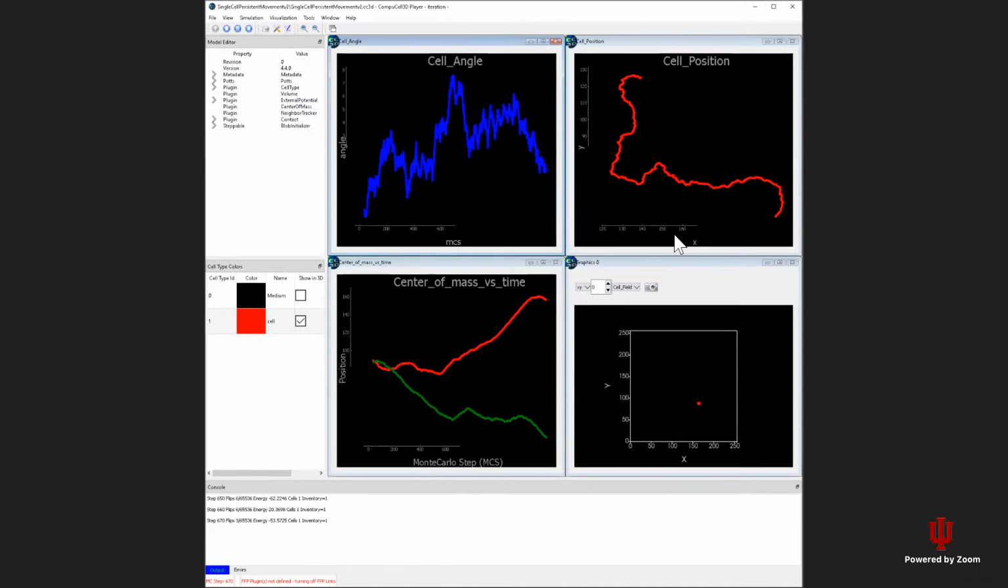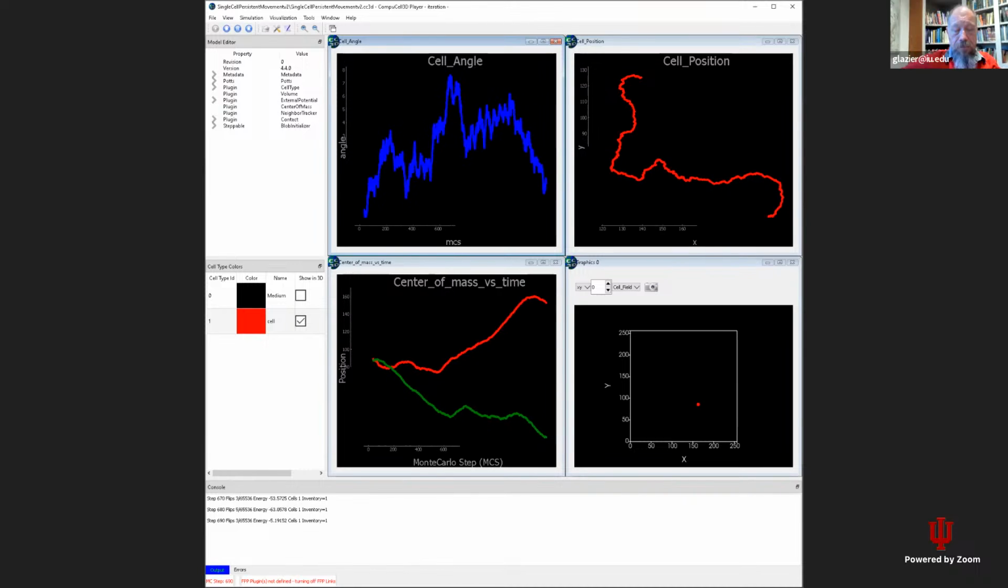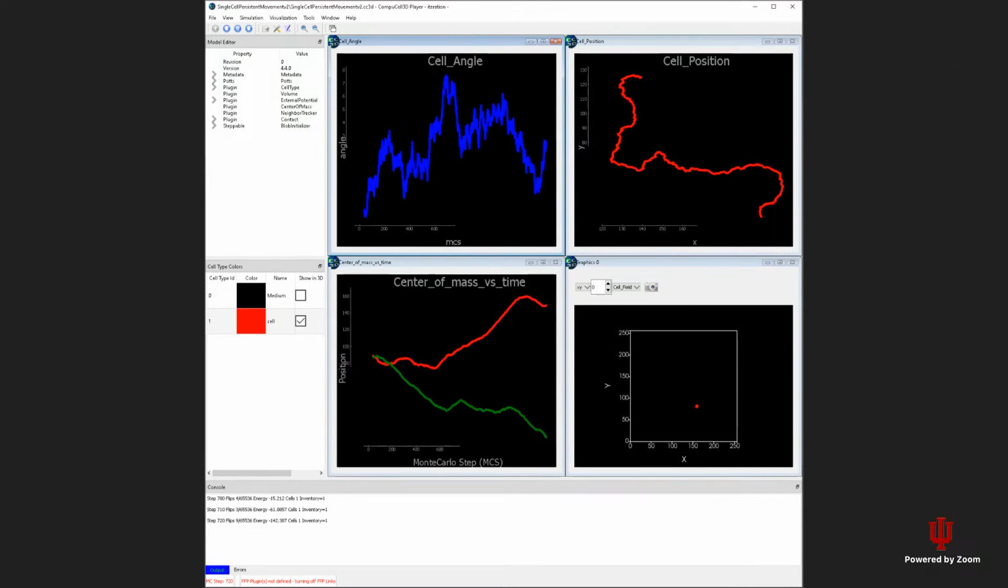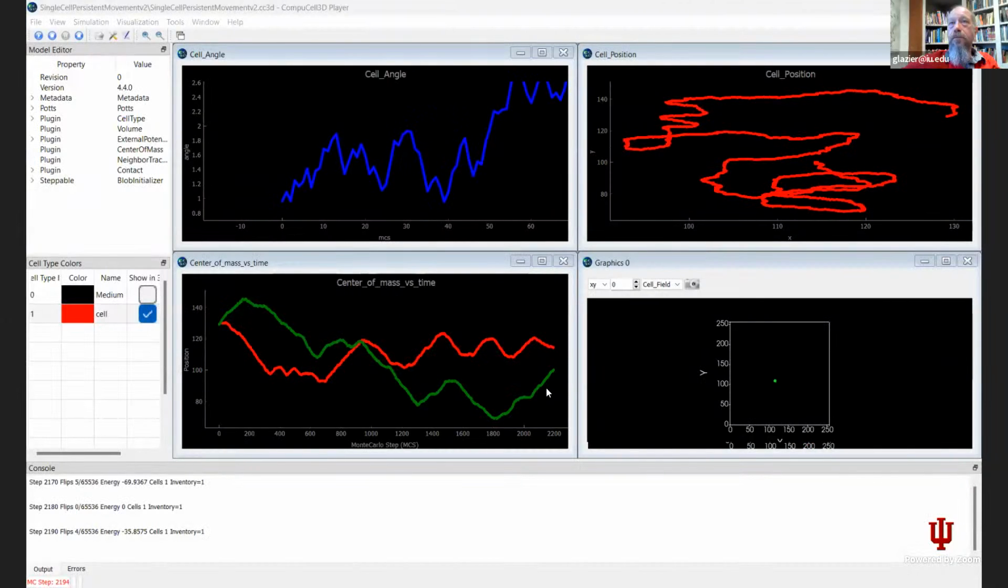Yeah, I got it to work. You've got it working. Do you want to show it? You want me to show? Yeah, okay. Sure. Can you see? Mm-hmm.